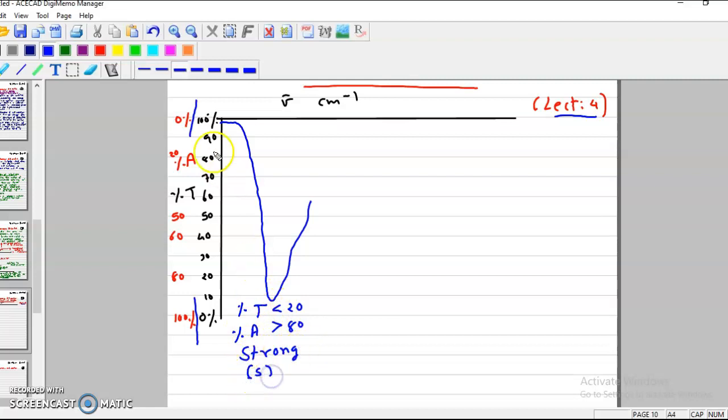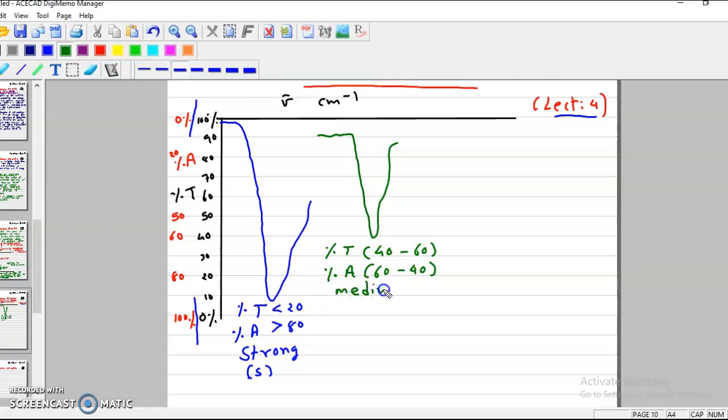and for that we use S. Next, suppose absorption of infrared radiation produces a band like this. Here you can see that percentage transmittance is between 40 and 60, or percentage absorbance between 60 and 40. Then it is known as a medium band, and for that we use M.